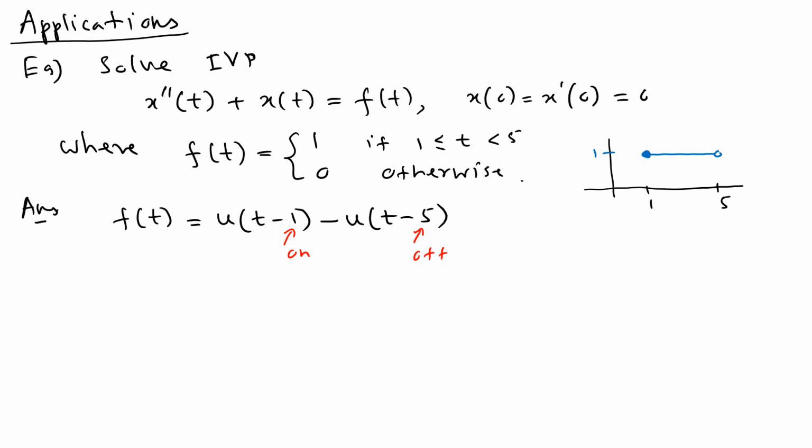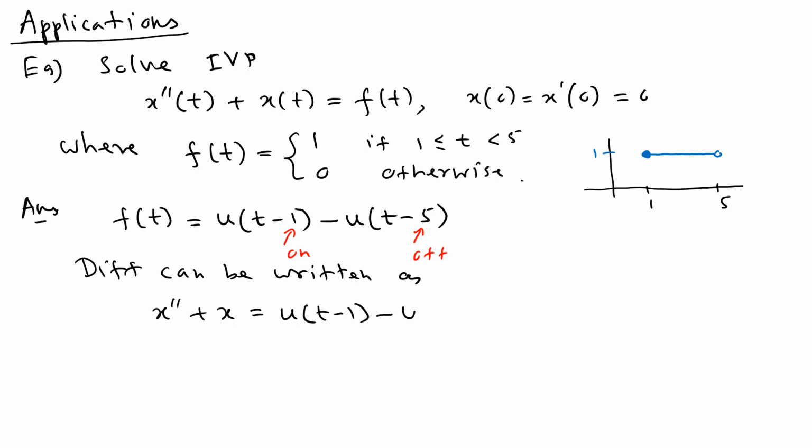Okay, now what we can do, after we do that, you can write your differential equation like this. The differential equation can be written as x double prime plus x equals u(t minus 1) minus u(t minus 5). Now what we can do is take the Laplace transform.